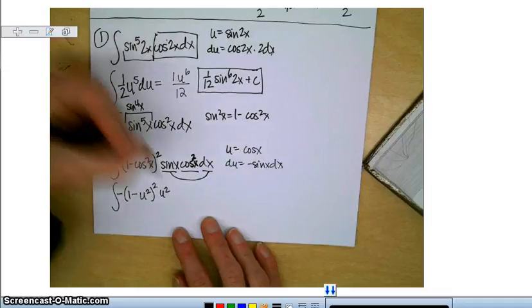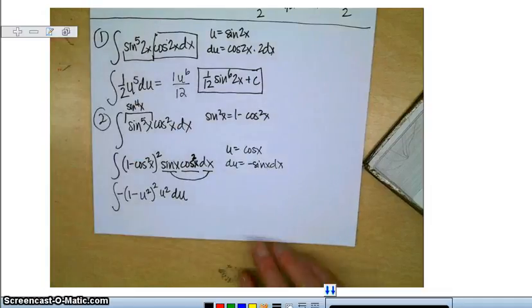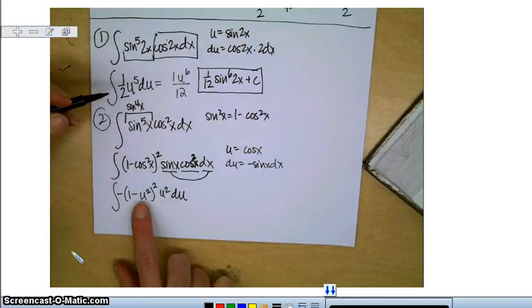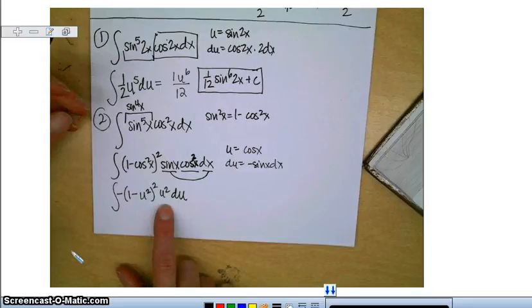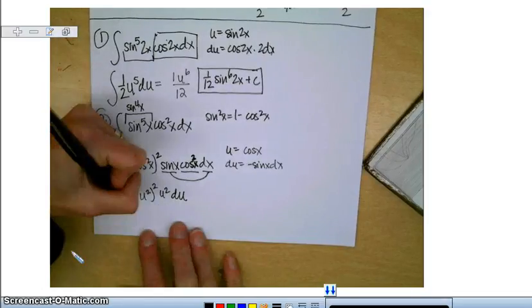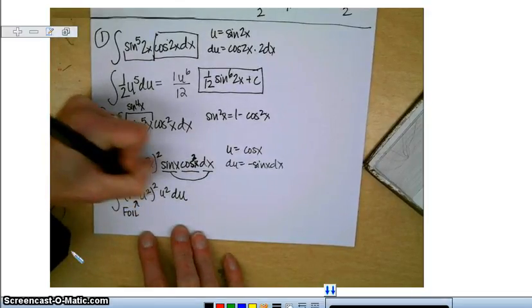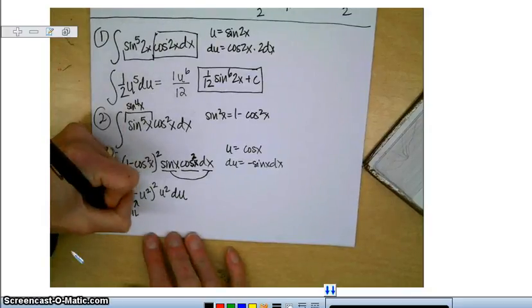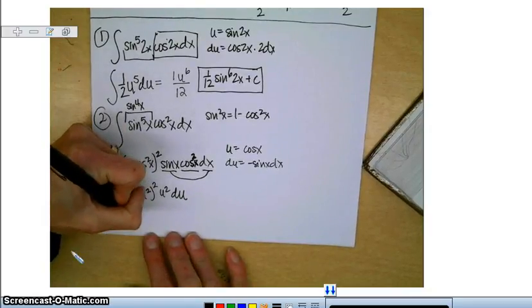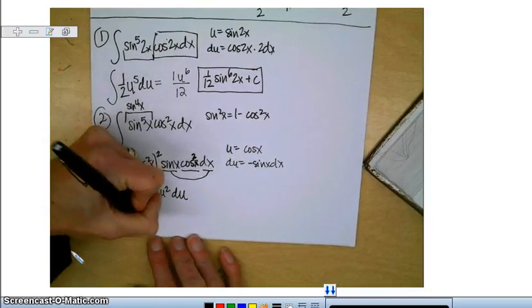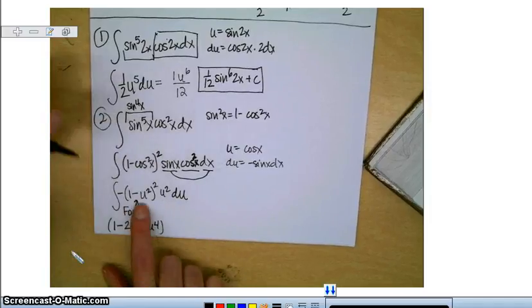du. Okay, now does this integral look impossible now? No, what can you do? Foil. Foil that and distribute the negative u squared, and then you can just use the power rule. So if I FOIL that, I'm going to get 1 minus 2u squared plus u to the 4th. That's what I get if I FOIL that.